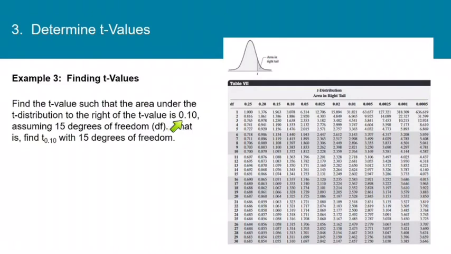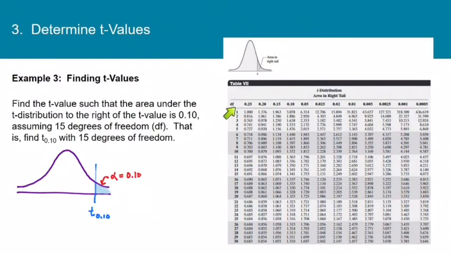Now for this example, let's find the t-value such that the area under the t-distribution to the right of the t-value is 0.1, assuming 15 degrees of freedom. That is, we want to find t sub 0.1 with 15 degrees of freedom. So just to help you visualize what we're dealing with, I'm going to draw a t-distribution, and I'm going to mark off t sub 0.1. And of course that means the area to the right of this t-score is 0.1.